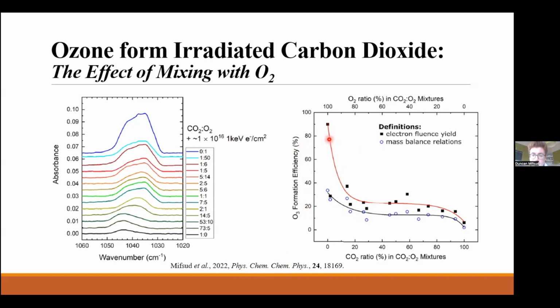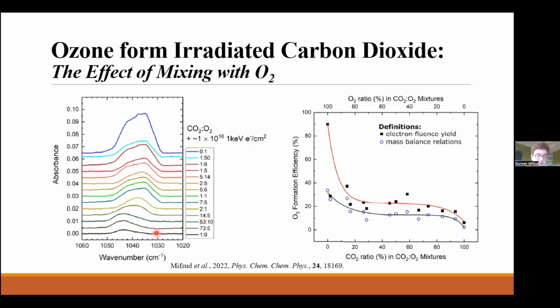And we see a fairly similar trend, irrespective of whatever definition we use, in that at very high oxygen contents within the ice, we get a fairly efficient ozone formation. That then rapidly decreases until about a quarter of the ice is composed of CO2. It plateaus for a bit, and then beyond about 80% CO2 content, it starts to decline again.